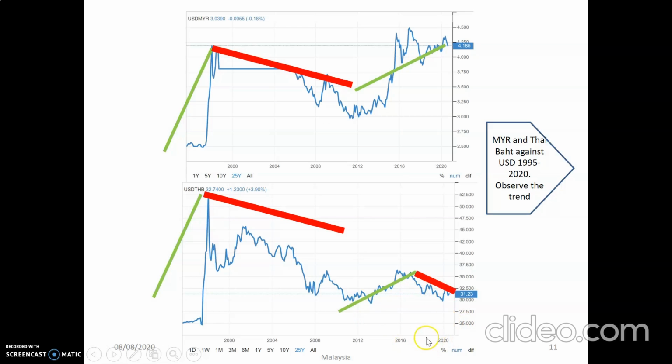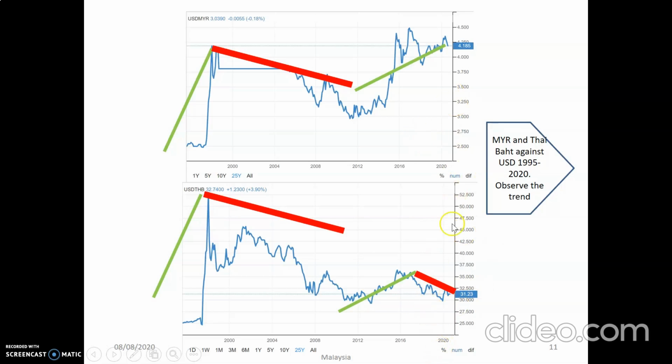The end of 2017 to 2020, Malaysia observed an increase against the US dollar. So it is getting more expensive to buy US dollar for Malaysians, but it is less expensive to buy US dollar for Thai. Now, what really happened in Malaysia in these years? And what really happened in Thailand during these years?